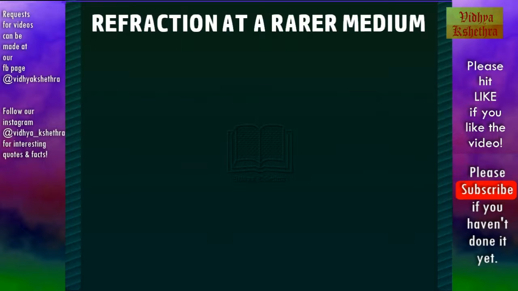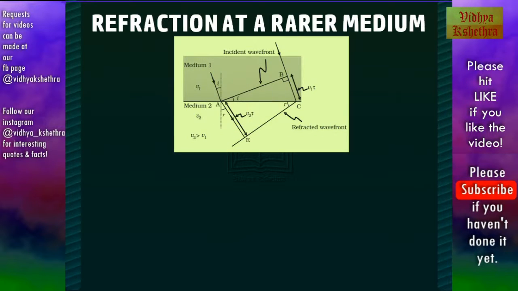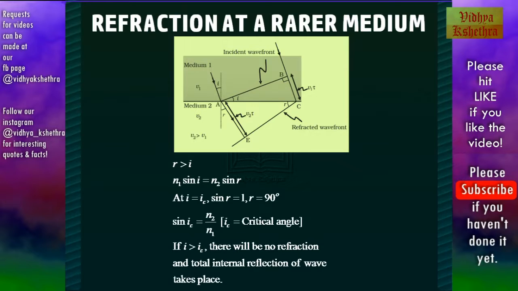Now, refraction at a rarer medium. The figure can be obtained similar to the previous case. In this case, I is lesser than R. That is, the refracted ray bends away from the normal. It shows that the speed of light in medium 2 is higher when compared to medium 1. Now, N1 sin I is equal to N2 sin R.